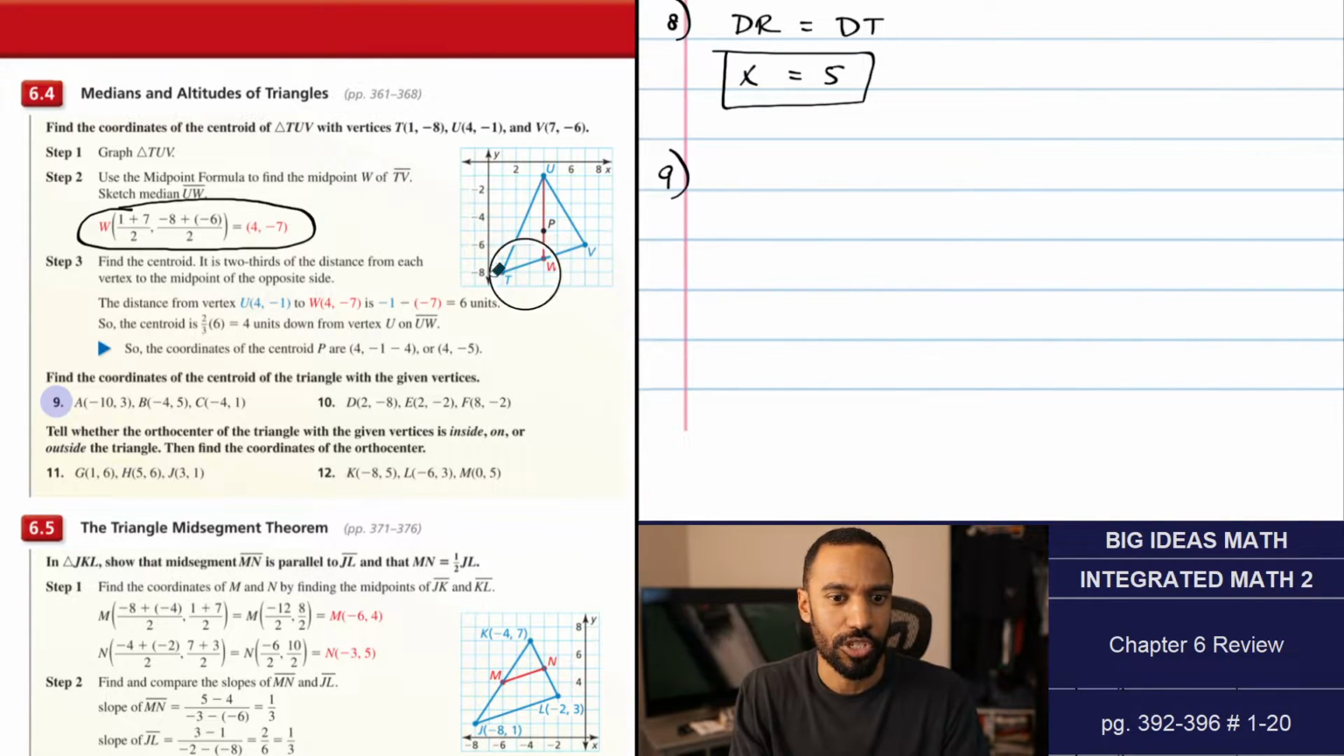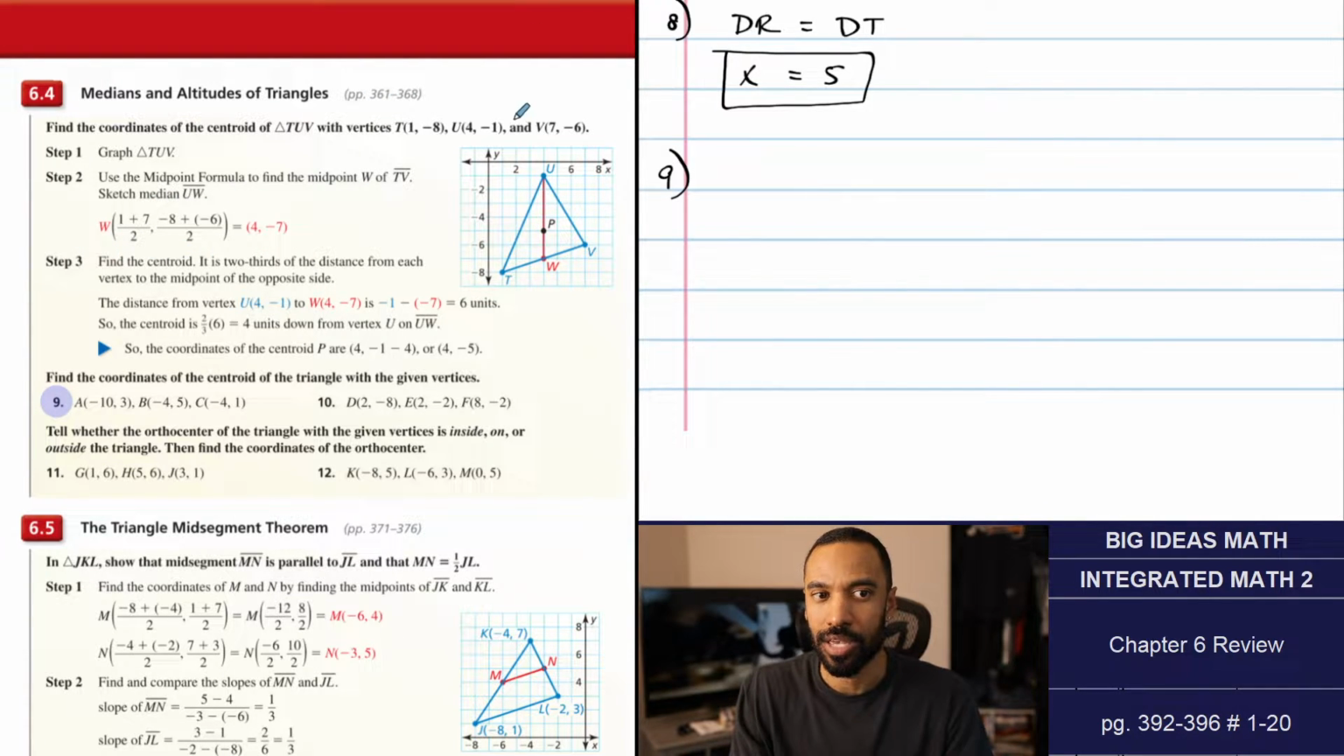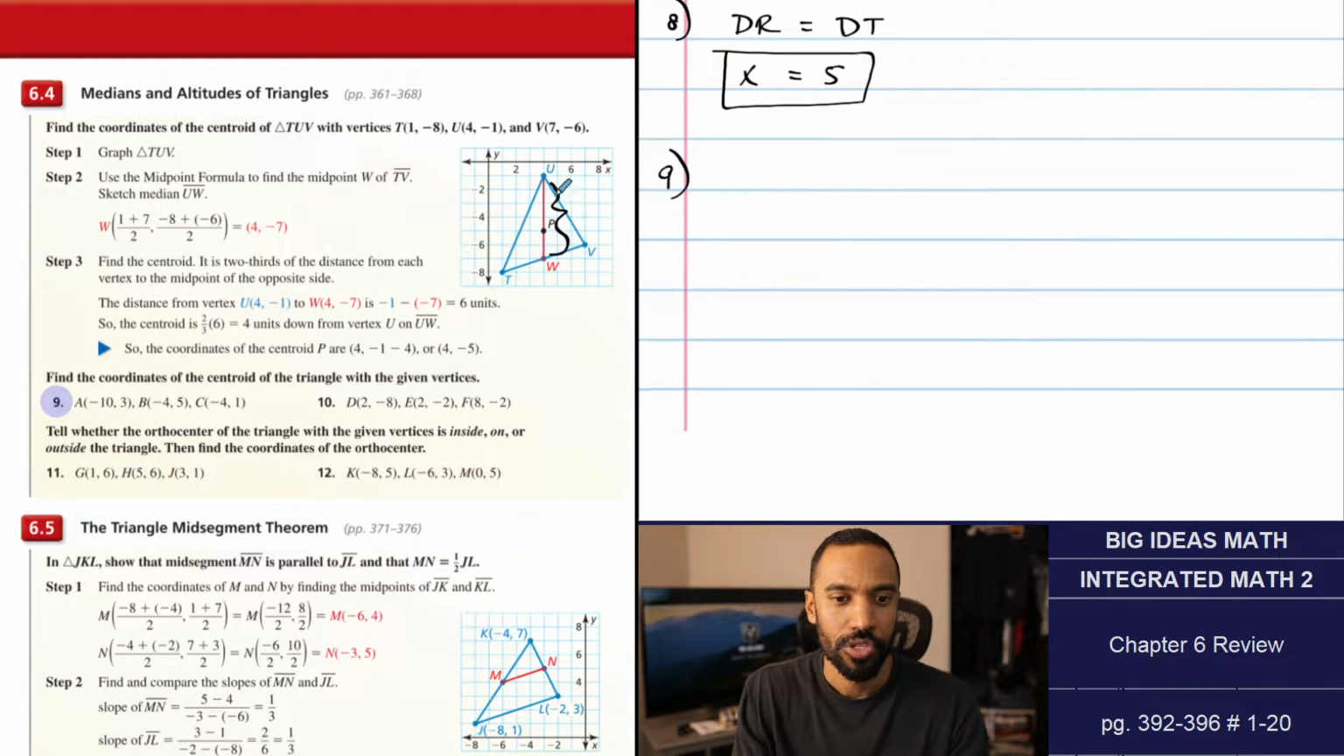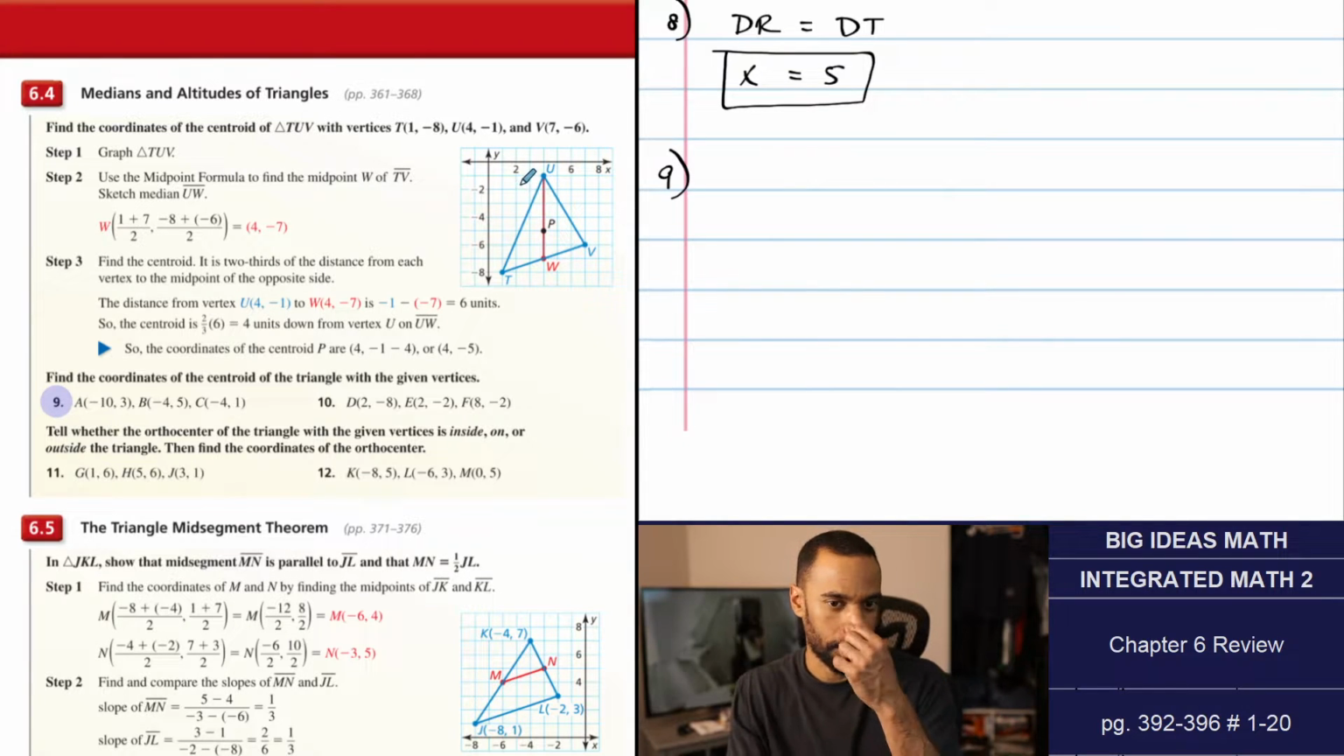You can see that it's vertically straight down from U, which is really good because that whole 2/3 thing applies here. 2/3 the distance from U to W. This distance is 6. So 2/3 of 6 is 4. So just go 4 down from U, and bam, you're going to land on P, what is apparently the centroid.